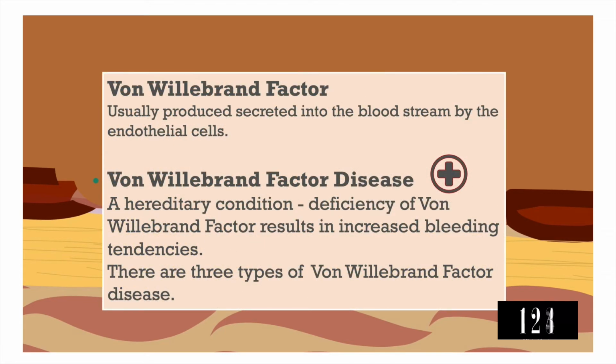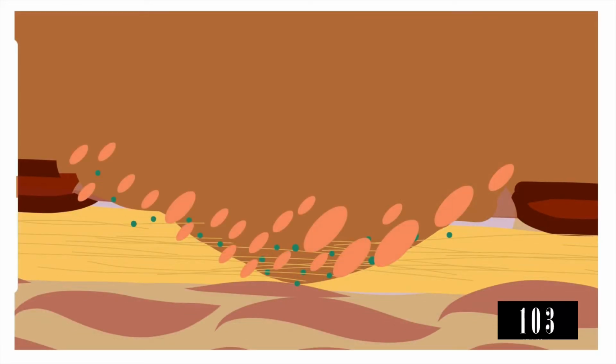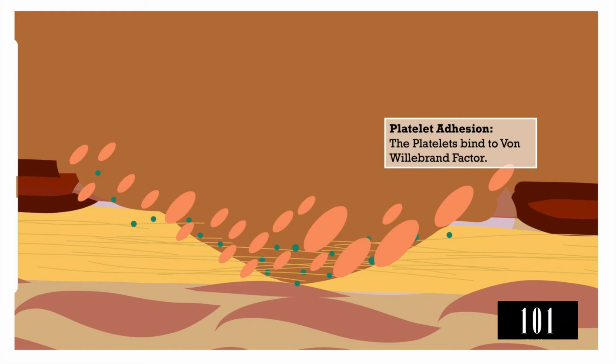Von Willebrand factors are usually produced by the endothelial cells and are secreted into the bloodstream in their inactive form. If you have von Willebrand factor disease, a genetic condition, you have a deficiency of von Willebrand factor. This increases your chance of bleeding. So, the von Willebrand factors are activated, and now the platelets stick to the von Willebrand factors. This is known as platelet adhesion.